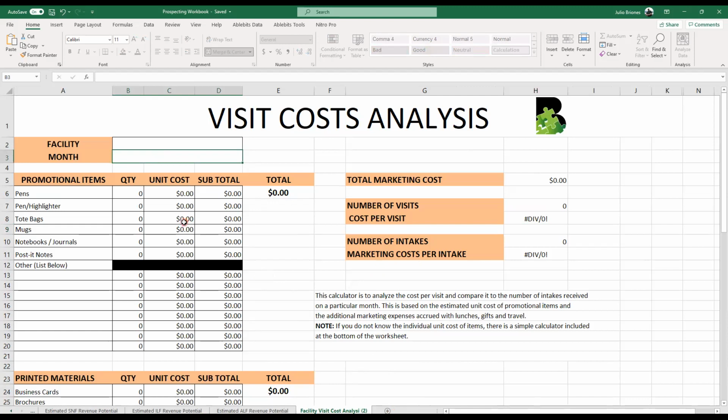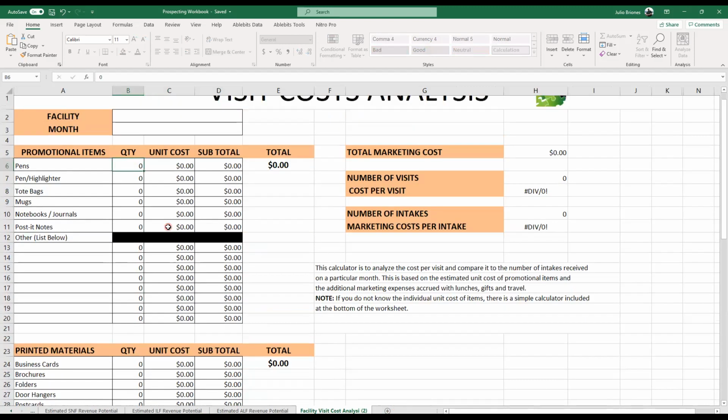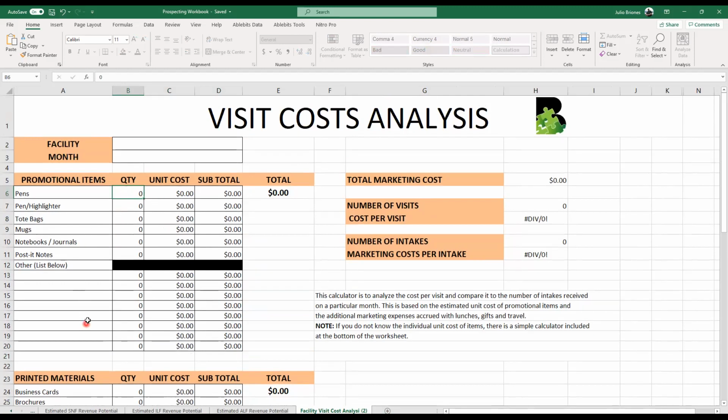Which facility are you visiting in which month? You can break down how many pens, highlighters, or any other promotional items you're giving. Based on the number you're giving out and your unit cost, you can calculate the cost per visit. Let's make an example. Let's say we're using 2 pens and we have purchased these branded pens at 39 cents each. We are giving out a tote bag at $1.25 per bag, and we are giving out 1 mug in this tote bag for a total of $1.75.